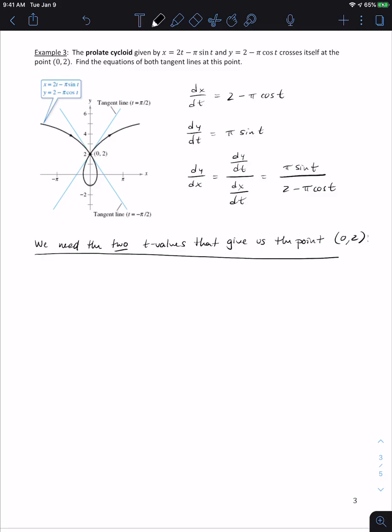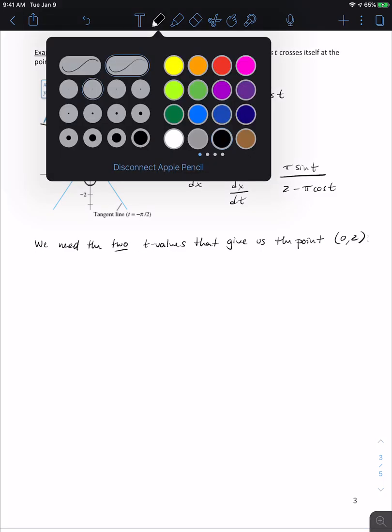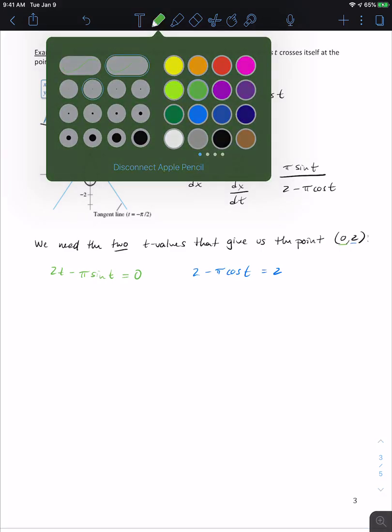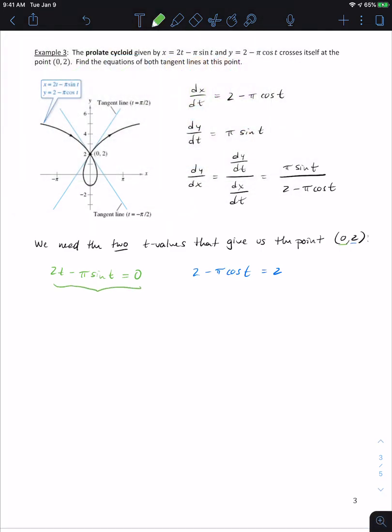In order to do that, I have my x equation, which is 2t minus pi sine of t. I know that at these two t values that I want to find, that's equal to the x value here, which is 0. And I know that the y value is given by 2 minus pi cosine of t, and I want to find the t value where that equals 2. So if you notice, this x equation is complicated.